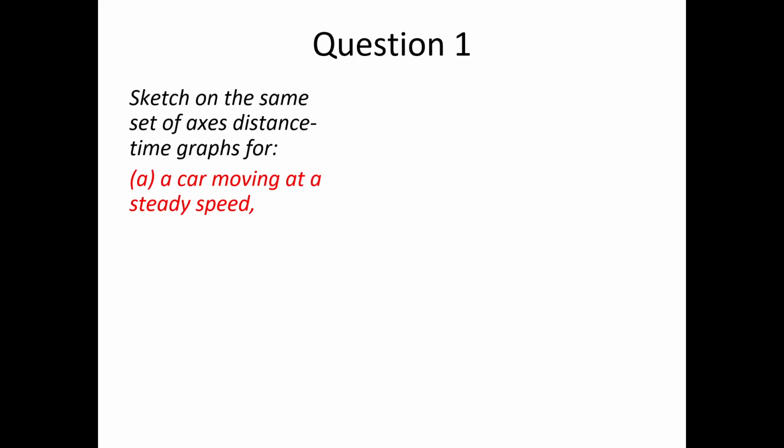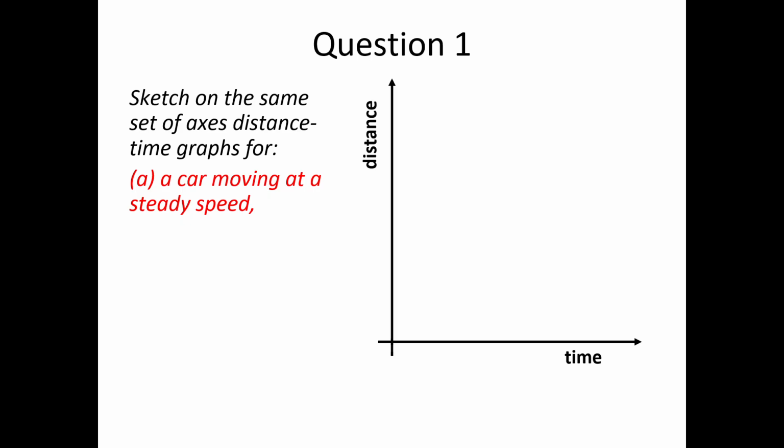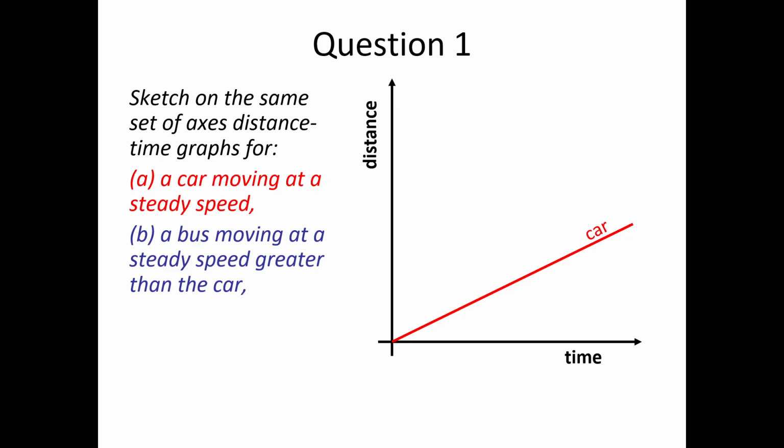So let's have a go at some of these questions here. It says to sketch on the same set of axes distance time graphs for a car moving at a steady speed, which it's a bit awkward the way it's displaying it here. I'd have to go through with the answer. And a bus moving at a steady speed that's greater than a car. So I won't pause that one, but it's just a steeper gradient essentially, okay, a steeper slope.